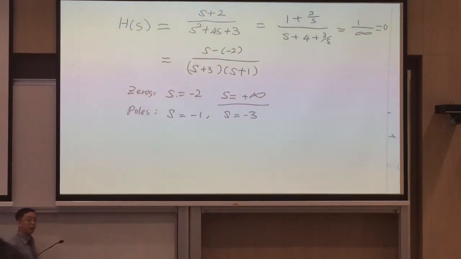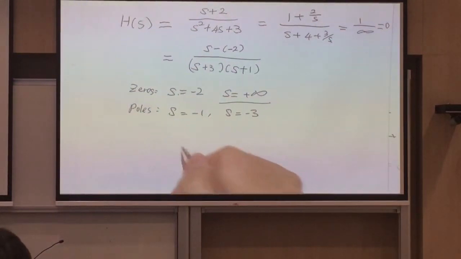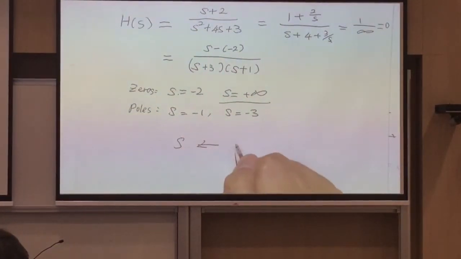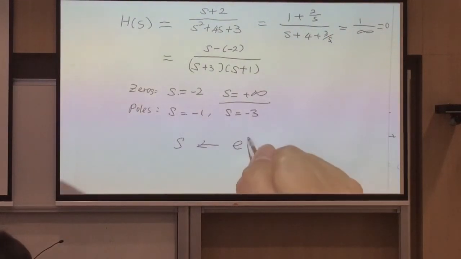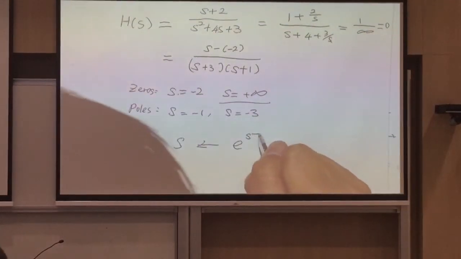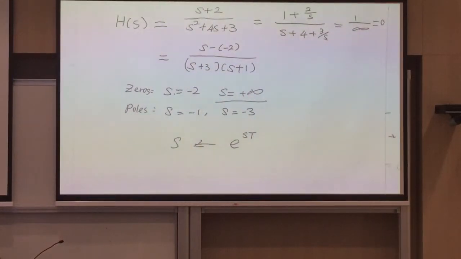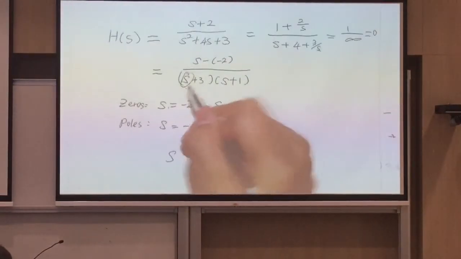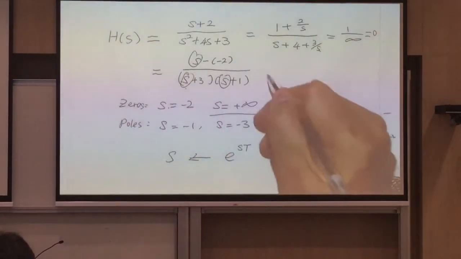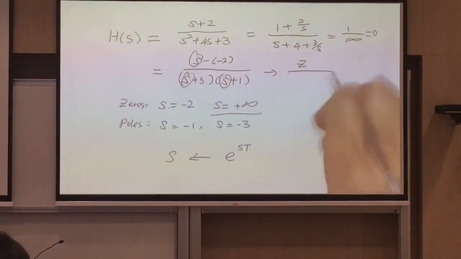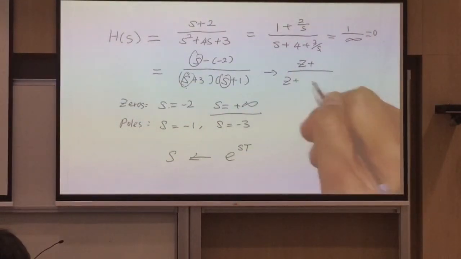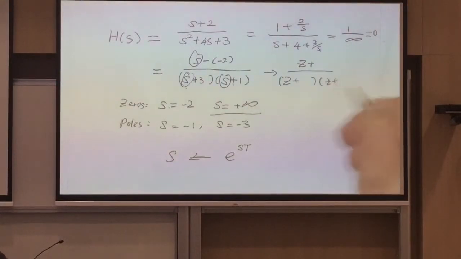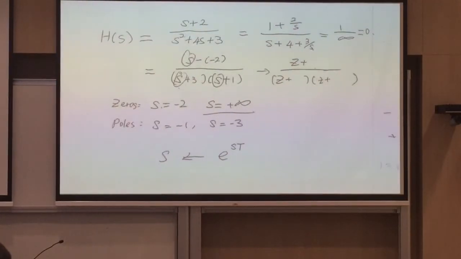And then the next step is we are going to do the matching. How to do the matching? Very simple. If you have s, you just replace your s by z, and z will be e power sT. In this case, I'm not asking you to replace this s. This s will be replaced by z. So this one eventually will be z, this one will be z plus something, this one will be z plus something, this one will be z plus something. But what are we going to add? We add your negative zero, negative 2, right?